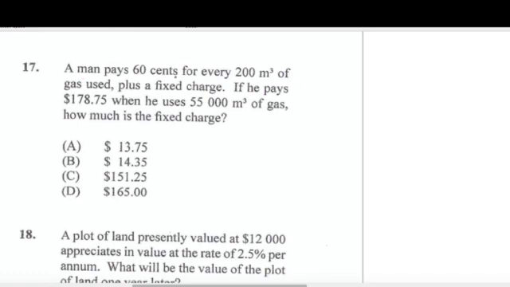A man pays 60 cents for every 200 meter cube of gas used, plus a fixed charge. If he pays $178.75 when he uses 55,000 meters cube of gas, how much is the fixed charge? So he pays 60 cents for every 200 meter cube, right? So I wonder how many 200s are there in 55,000? Let's find out.